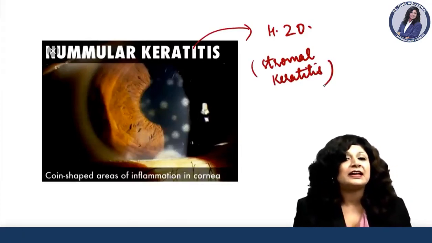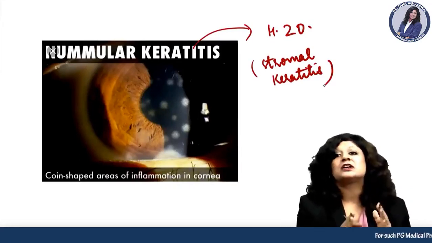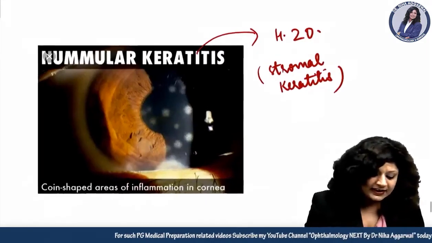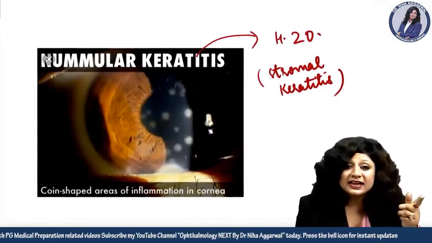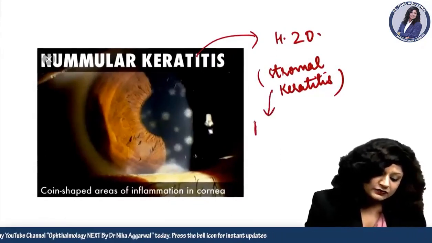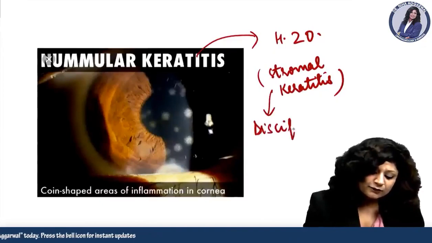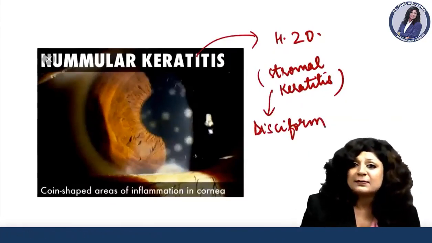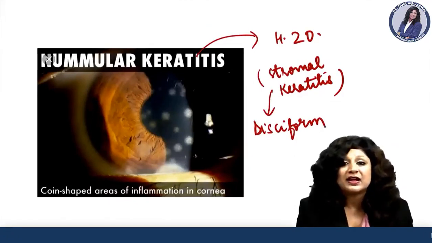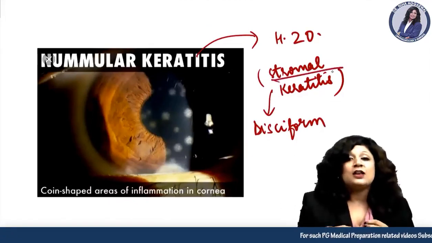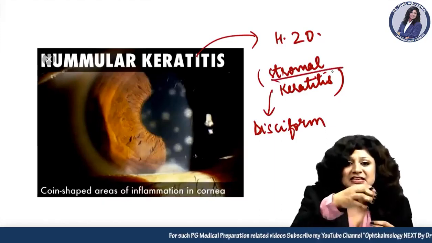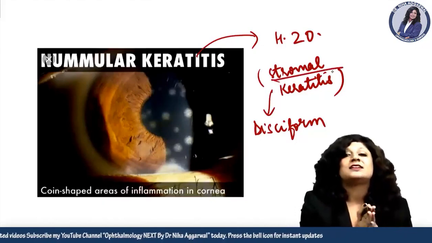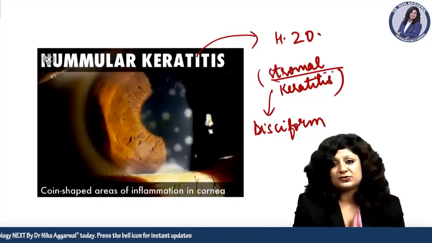This nummular keratitis, which is typical of herpes zoster, is the stromal keratitis, where you are getting these coin-like areas. Can you see? We are getting disc-like areas. It is stromal keratitis, which is also called disciform keratitis. So in the stroma we are getting coin-shaped, disc-shaped areas, surrounded by stromal haziness. This nummular keratitis is typical of herpes zoster.